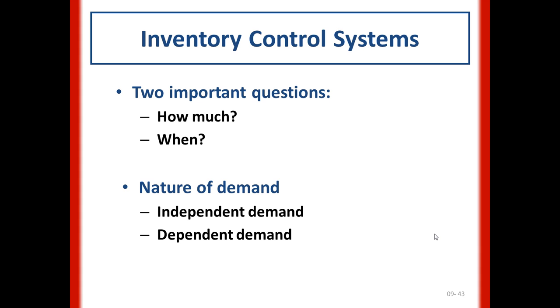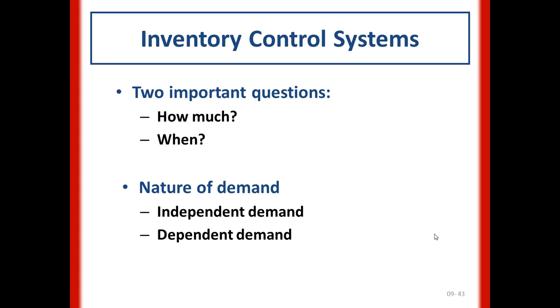Inventory system is a system that helps an organization to organize or manage inventory. A simple inventory system can answer two questions. First, how much replenishment, and when the replenishment should occur.